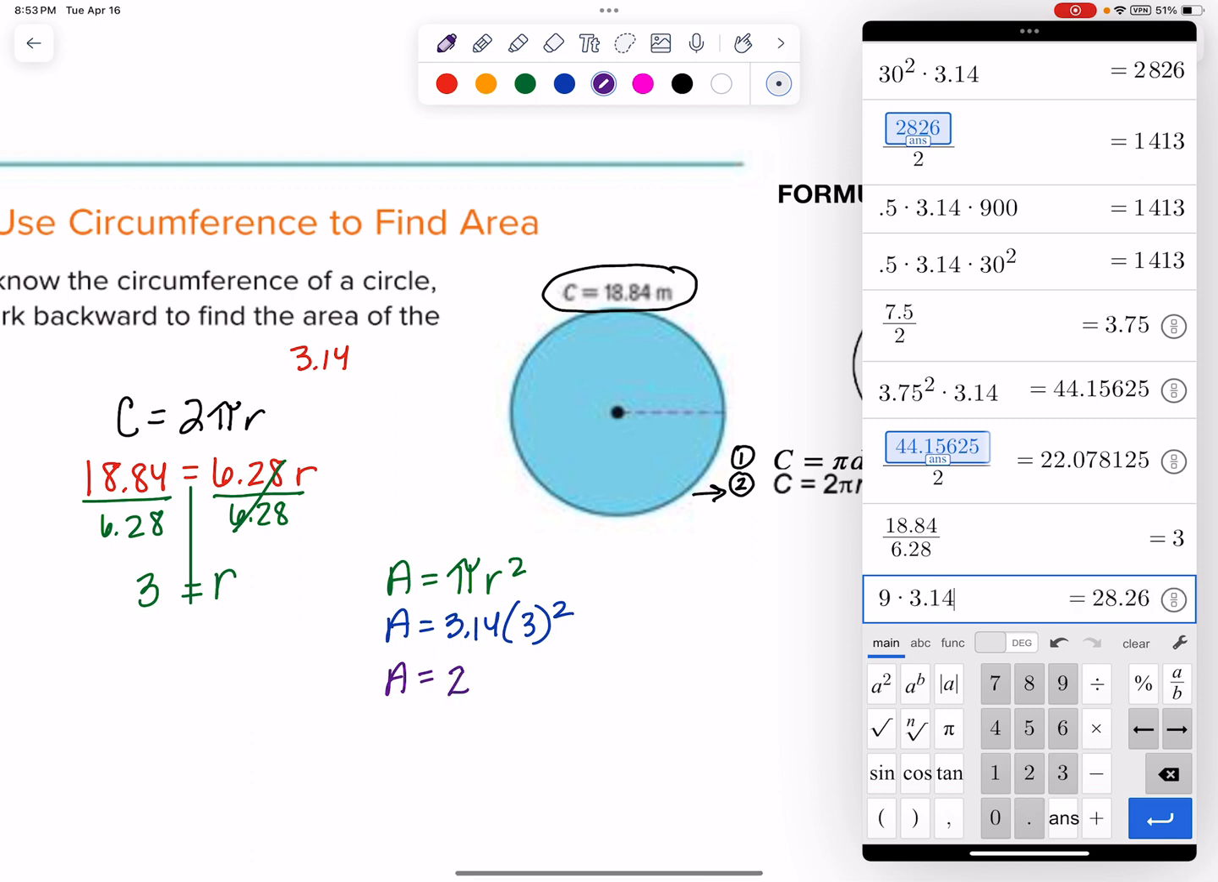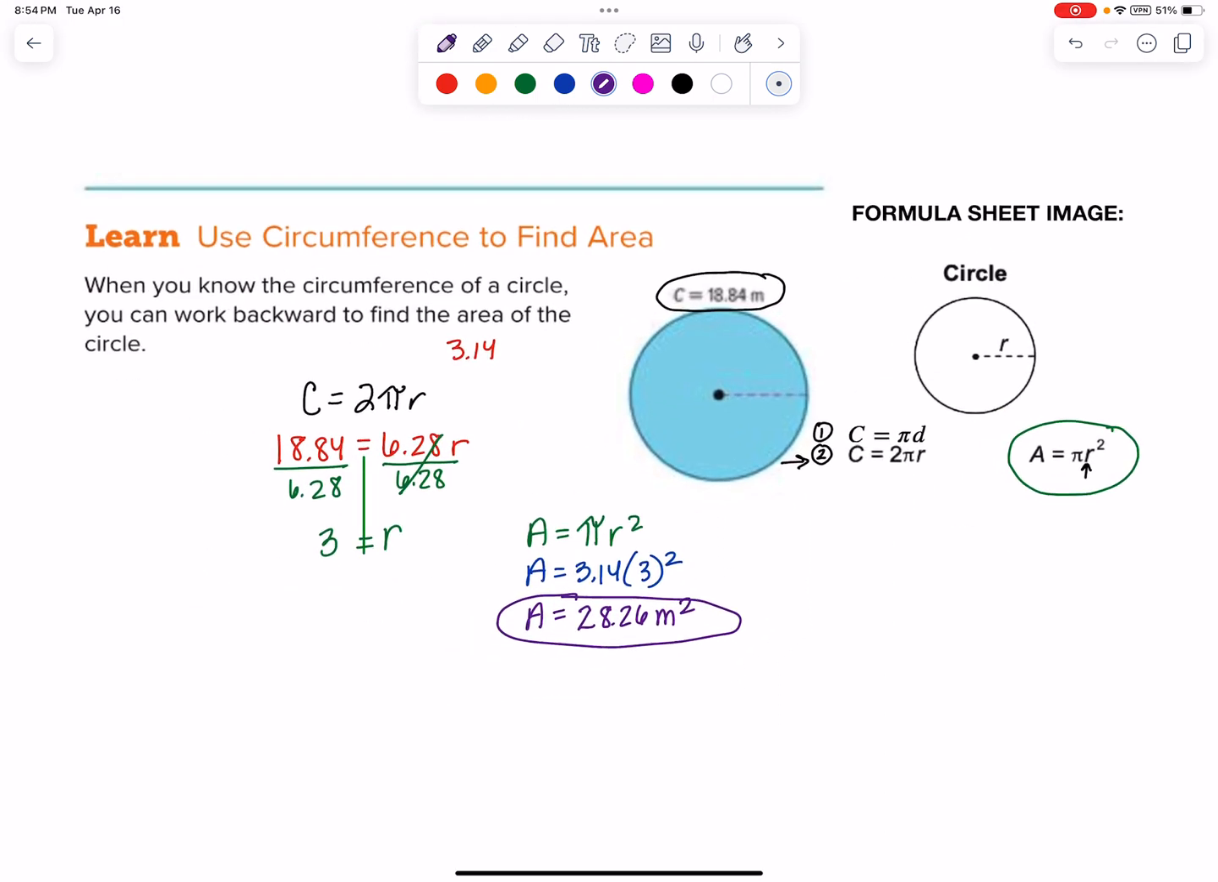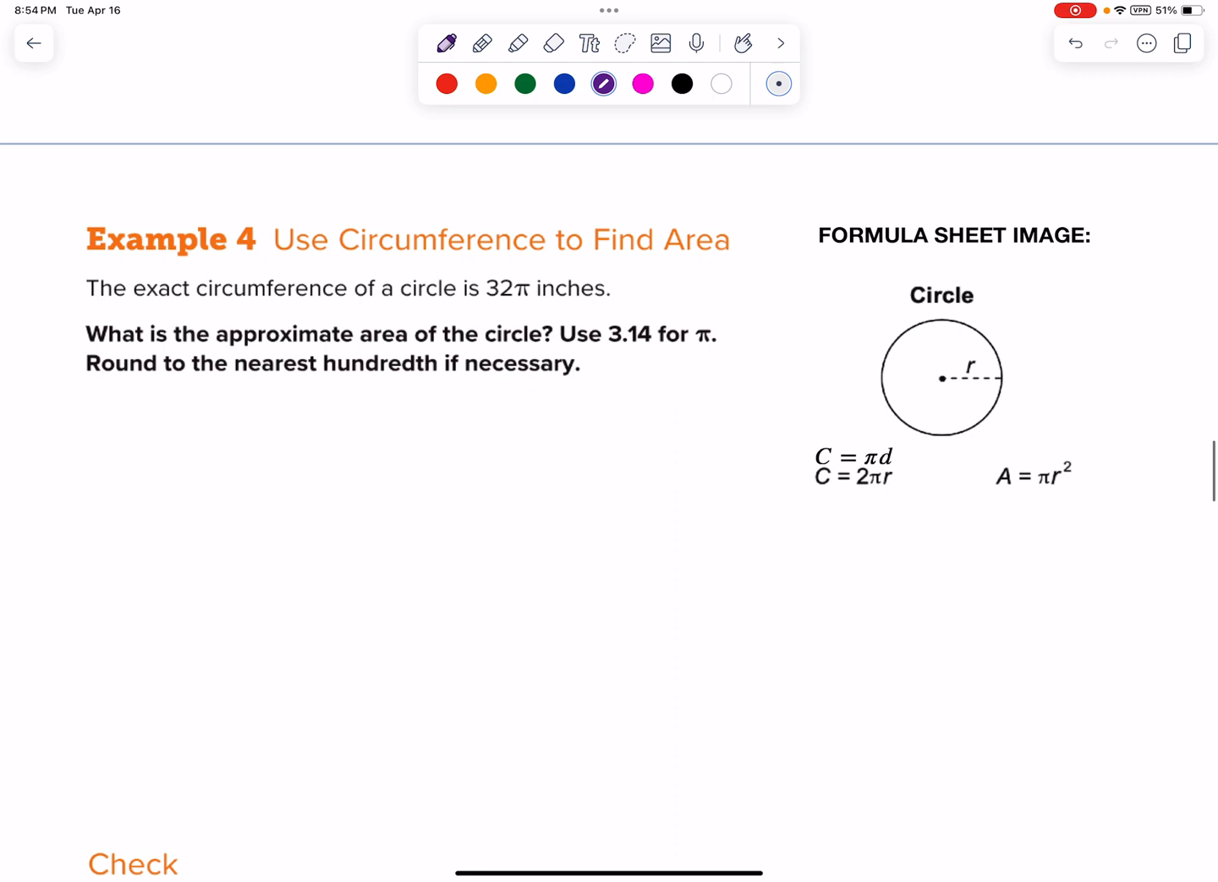And we get an area of 28.26, and it is in meters squared. Okay, and there we go. So it's a 2-step problem to get there. All right, here's example 4. Use circumference to find area.